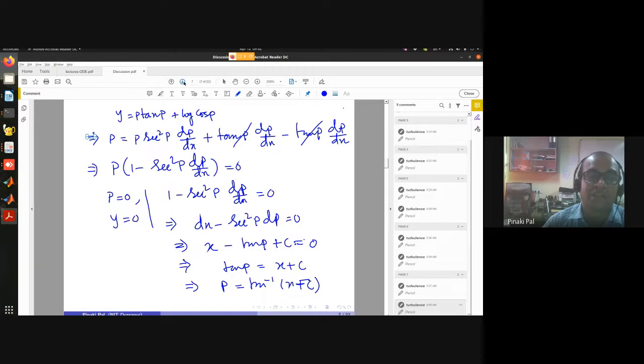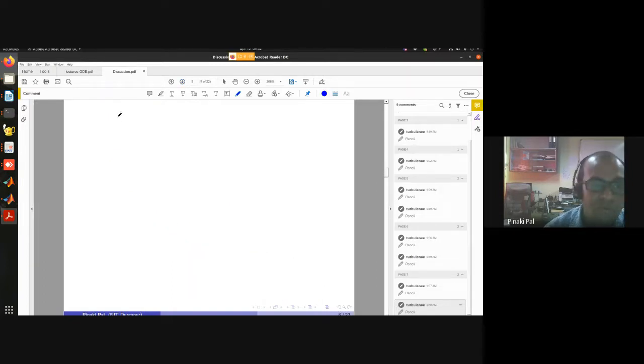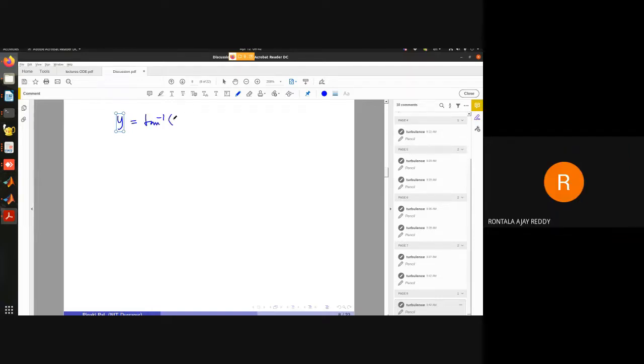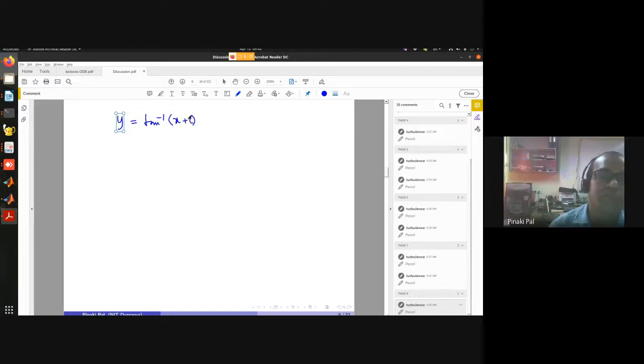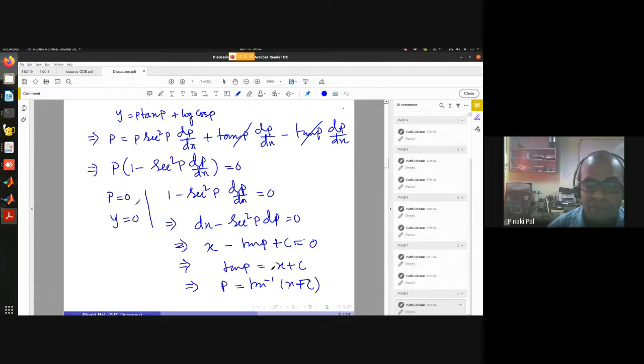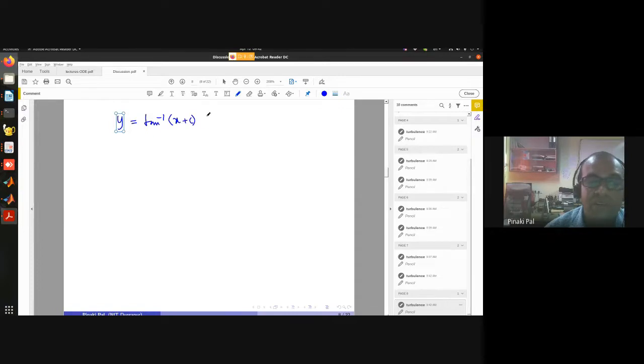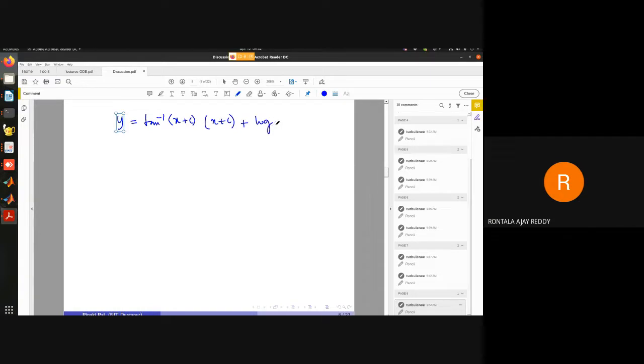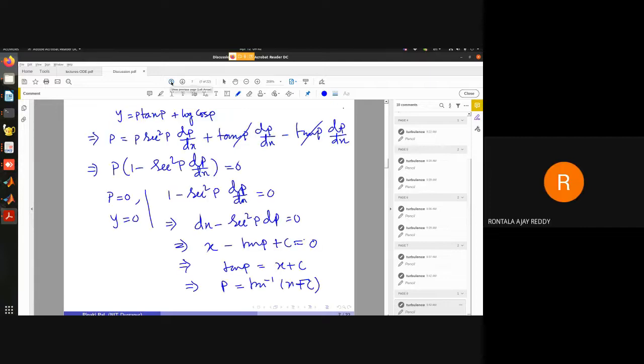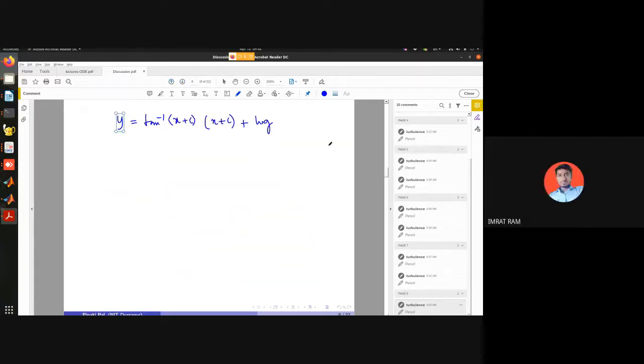So let us write the general solution. y is equal to, p is equal to tan inverse (x plus c). What is tan p? Tan p is equal to x plus c. Okay, so better to write x plus c, and then we have minus 1 by 2 into log of cos, log of 1 by root over (1 plus (x plus c) square).